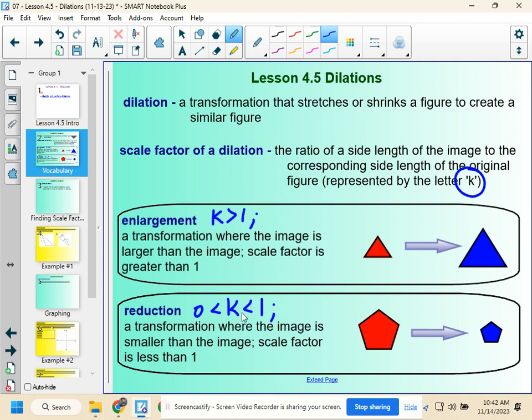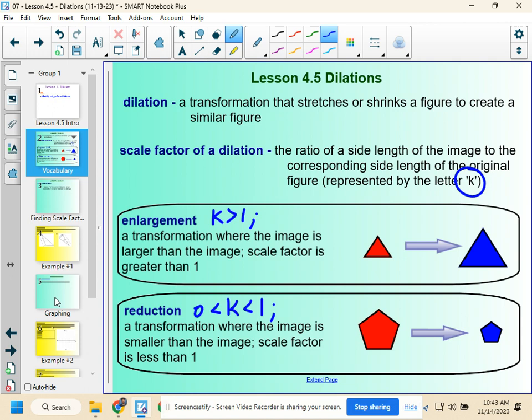Okay, a lot of vocabulary, and I guess not a ton, but just some new vocabulary for us: dilation, scale factor, enlargement, reduction. How to find a scale factor we looked at. Let's get the notes part of the lesson done, and then we'll practice the examples. I think we can keep this one relatively short as far as the video goes, okay?